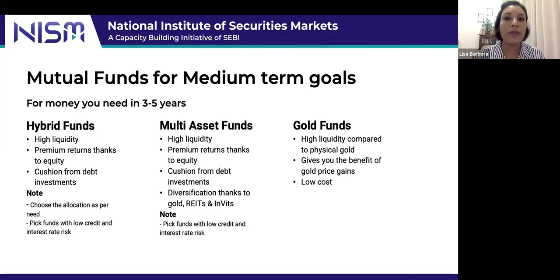Also, do not go for very long 5 to 10 year kind of average maturity in the fixed income portion. And all of this, remember, we said mutual funds are transparent. All of this information is available in fund fact sheets every month.